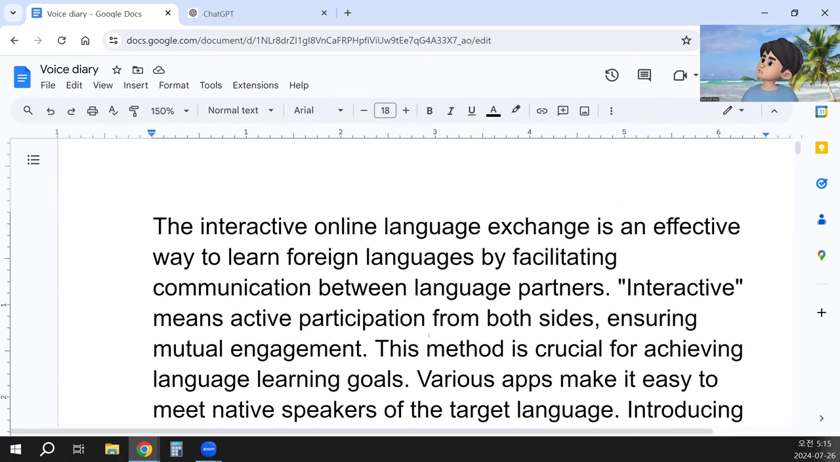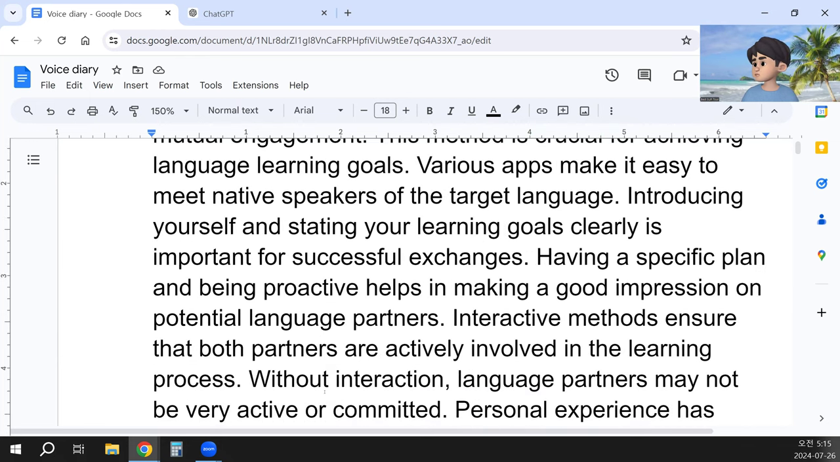The interactive online language exchange is an effective way to learn foreign languages by facilitating communication between language partners. Interactive means active participation from both sides, ensuring mutual engagement. This method is crucial for achieving language learning goals. Various apps make it easy to meet native speakers of the target language. Introducing yourself and stating your learning goal clearly is important for successful exchanges.